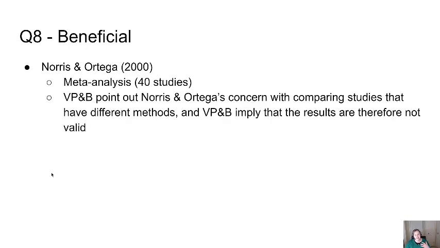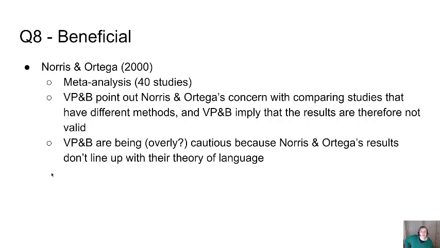So Van Patten and Bonatti are not entirely convinced by this, right? What they said is that Norris and Ortega actually took out too many studies in their meta-analysis. Because what you do is you take every potential study that could be part of this discussion, and you go through and you find the ones that are comparable, and then you throw them in a statistical model together. Van Patten and Bonatti imply that these results were not valid because Norris and Ortega took out too many studies in their mind. Now, they still have 40 studies, so that's still a lot of data, but Van Patten and Bonatti are not convinced by this. I think they're being overly cautious.